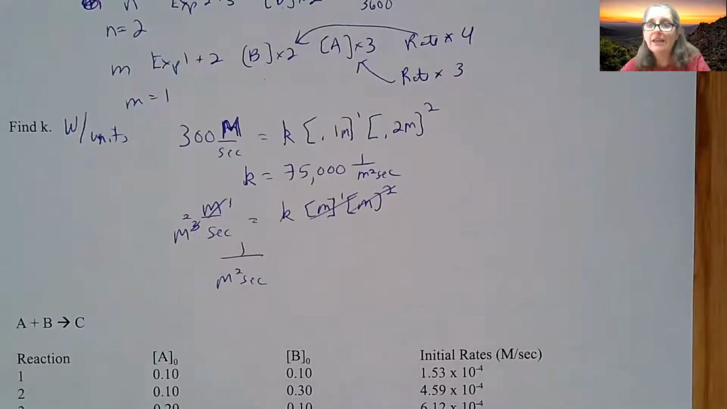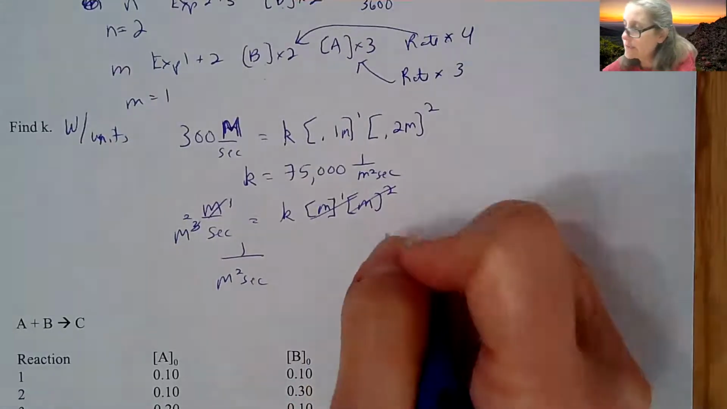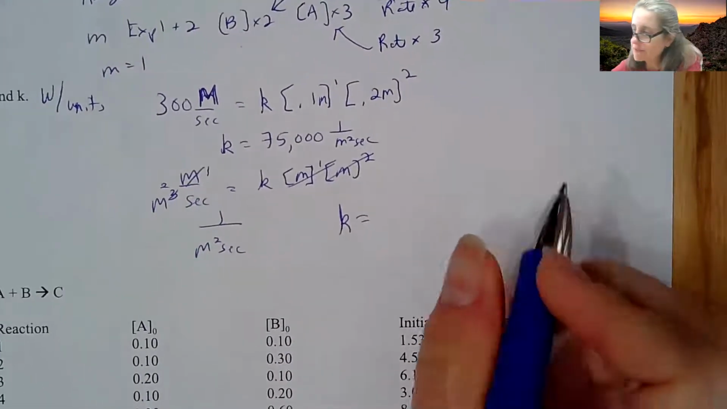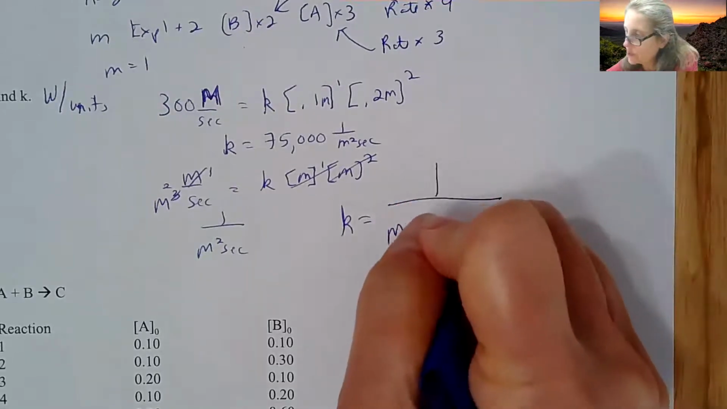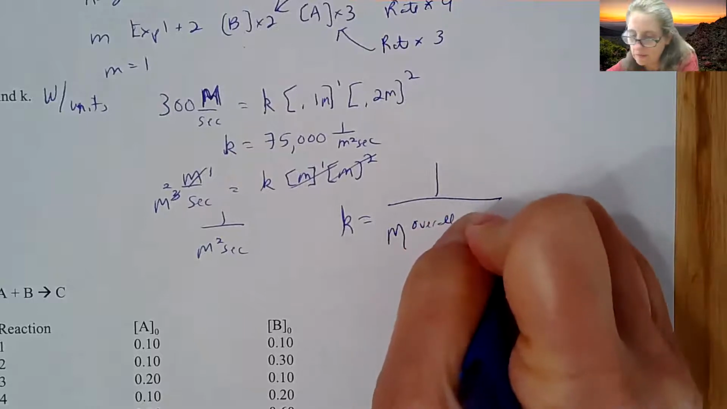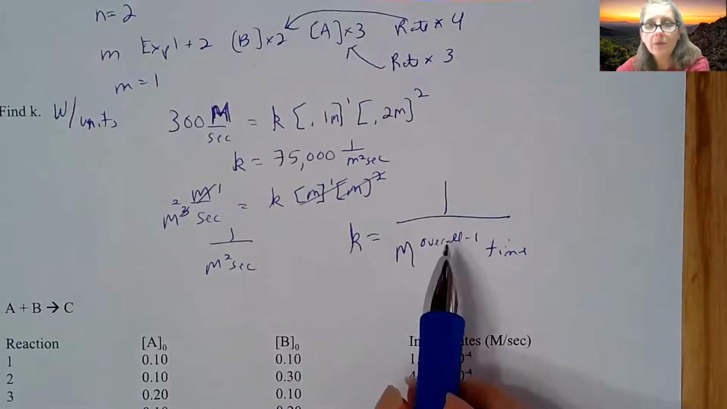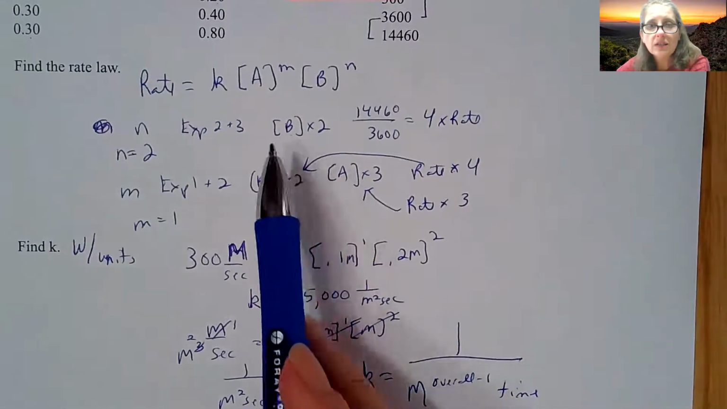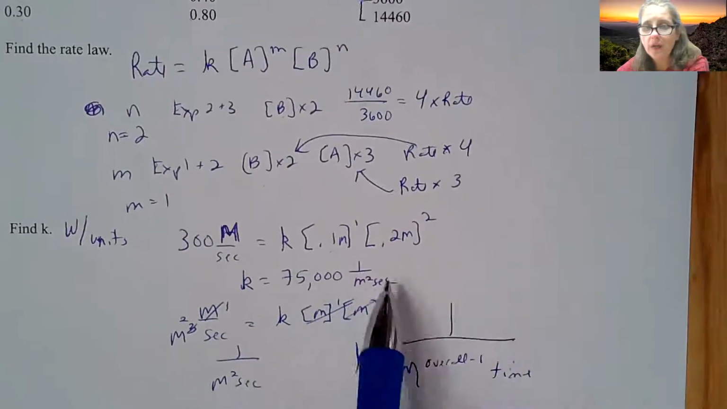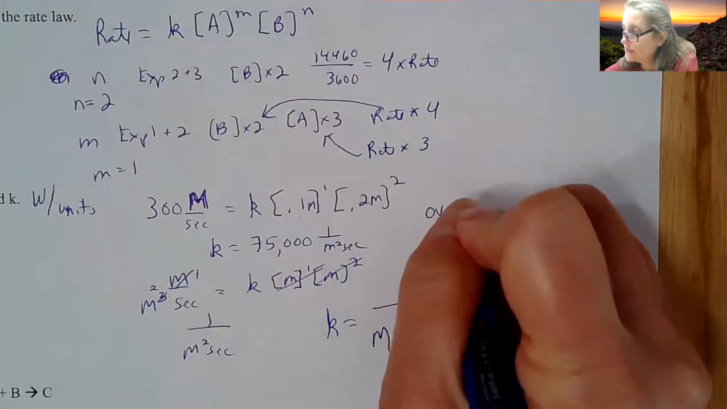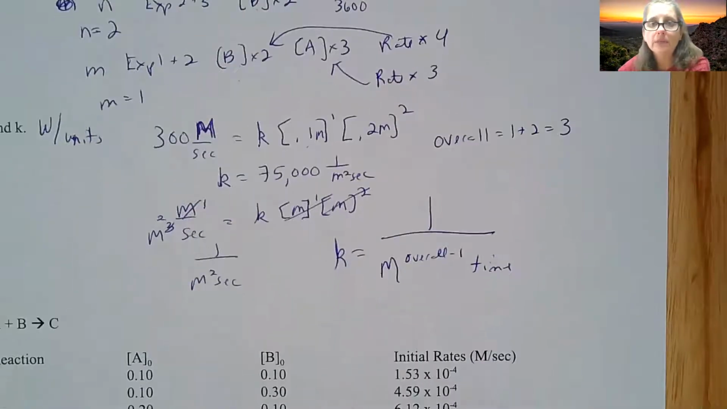Now, in general, you can use this to find the units of K. It is always 1 over the molarity overall minus 1, times time, whatever the unit of time is. What do I mean by overall? Well, if I go back to this expression here, I have molarity to the first and molarity squared. So what's my order overall is the adding of those two. So 1 plus 2 equals 3, okay?